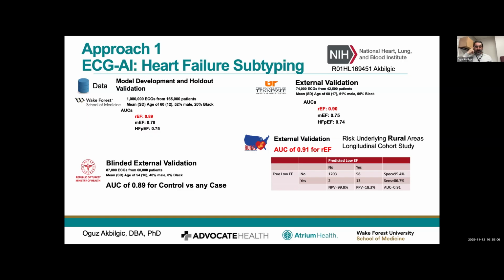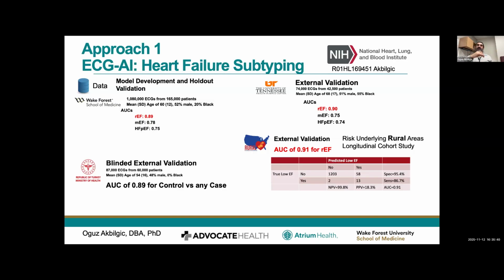carried out in four states, Mississippi, Kentucky, Alabama, and Missouri, to understand the cardiovascular and pulmonary risk factors in rural communities in America. There's a mobile unit that goes and enrolls patients, and then gets their ECG, CT, and echocardiogram. So now we had a chance to test our model on ECGs that were recorded without any clinical indication. And we got an AUC of 0.91.